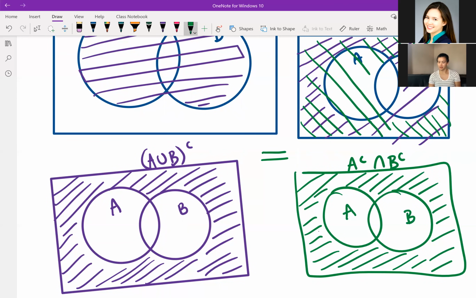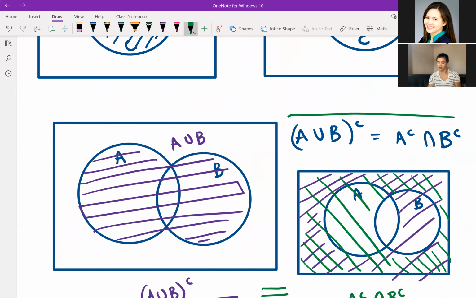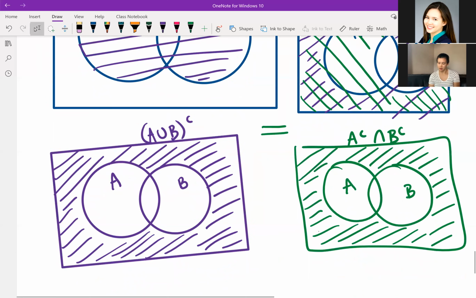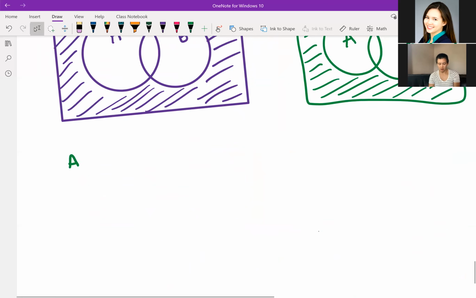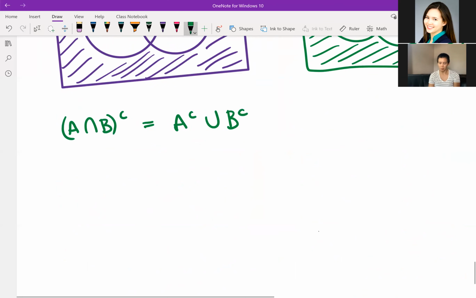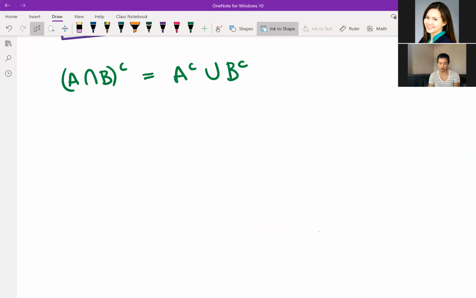So this here is one of DeMorgan's laws, and then the other one is A intersect B complement is the same thing as A complement union B complement. So let's go ahead and draw this one out.